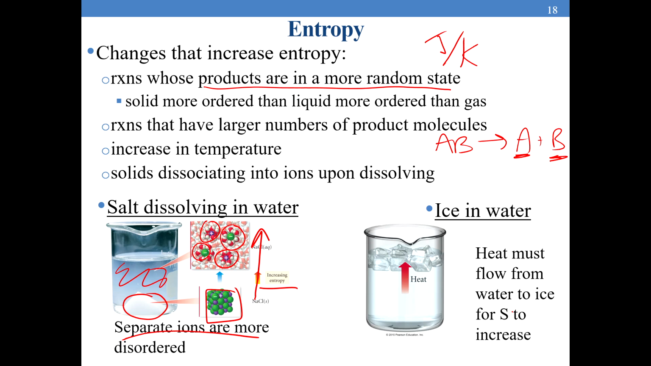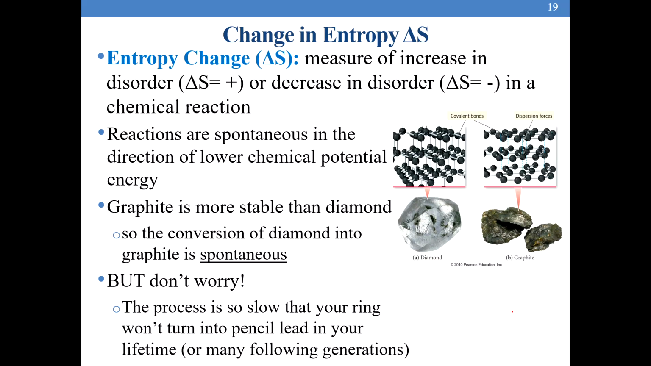Okay, just like in enthalpy, delta H was change in enthalpy, delta S is change in entropy. So if we have an increase in disorder, delta S is going to be positive, and if we decrease, that would be like going from liquid back to solid, a decrease in disorder, then the delta S is going to be negative in a chemical reaction. Reactions are going to be spontaneous in the direction of lower chemical potential energy.